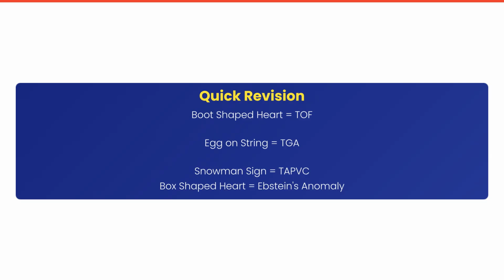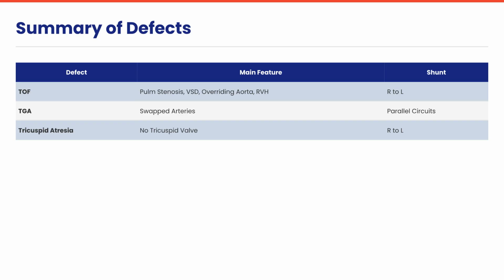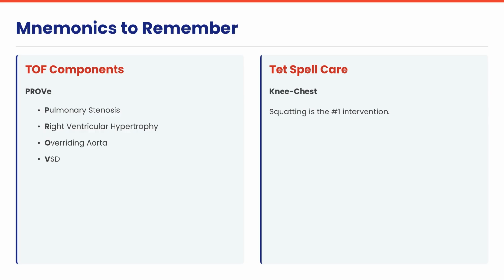This slide summarizes the key defects we covered in this video. Remember the mnemonics, PROVE for the components of TOF, and that the knee-chest or squatting position is the number one intervention for a TET spell.